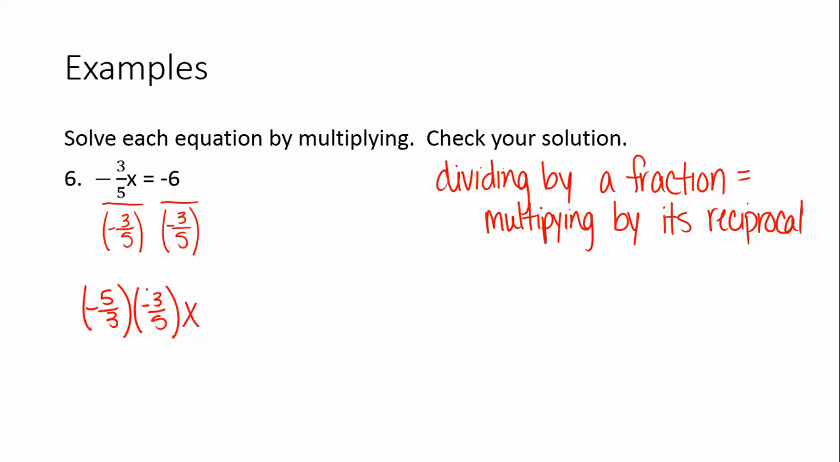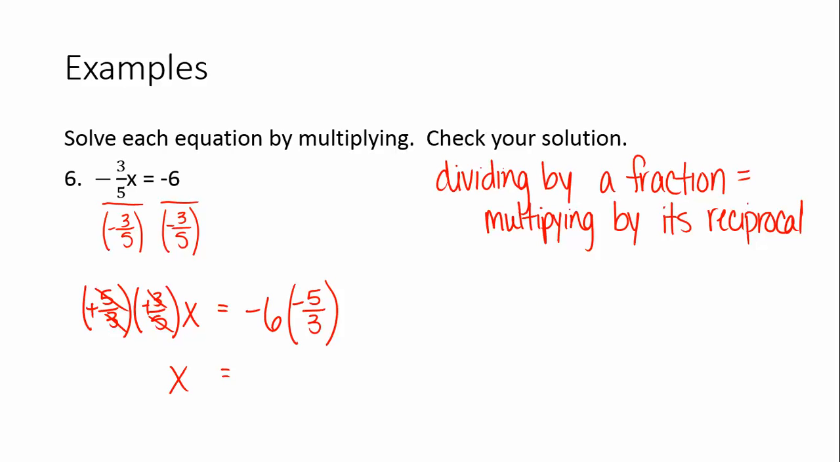So I've taken the original equation here, the negative 3/5 x, and I've multiplied it by negative 5/3. That means I need to do the same thing to the other side. I need to multiply by negative 5/3. Remember, dividing by a fraction is the same as multiplying by the reciprocal. Well, on the left side, the 5s, the 3s, and the negatives all cancel, and you're just left with x.